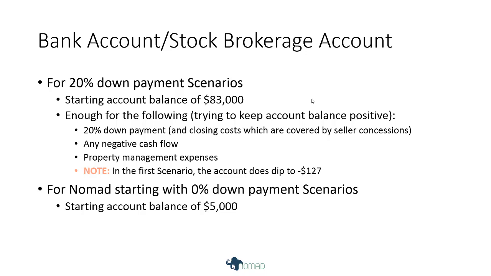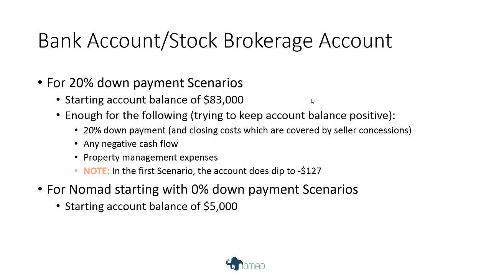So tonight, basically, we're starting off for the 20% down payment scenarios where you're going to buy a rental property. I've assumed that you're starting with $83,000 in cash. That is enough money for you to do your down payment, which is going to be 20% down of the $325,000 property. Plus, you're going to have enough to hold out with negative cash flow, including your property management fee, so that the balance doesn't really go negative. Okay? So in this case, the $83,000 gives you 20% down, covers your negative cash flow, covers your property management expenses, and in the worst scenario, your bank account balance goes negative 127. I didn't want to do 83,127, so I just said 83,000.